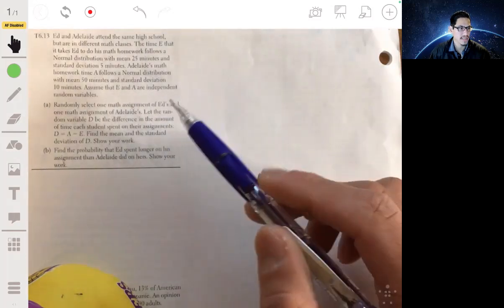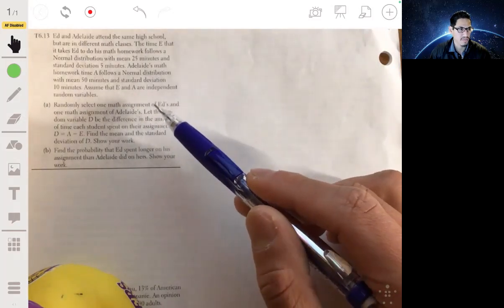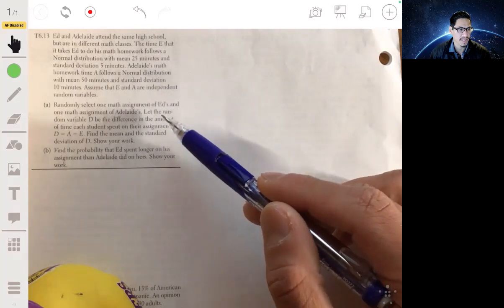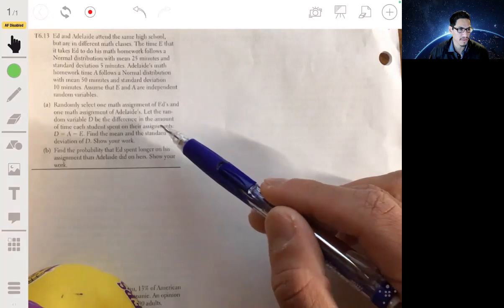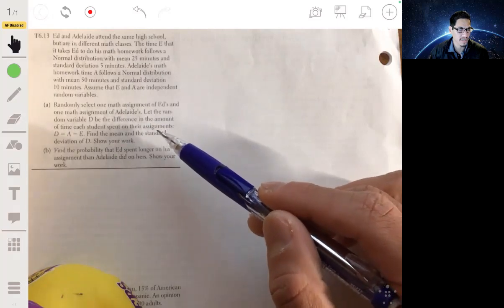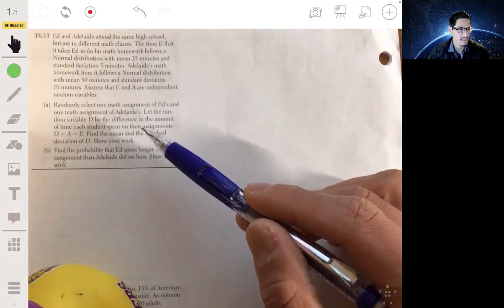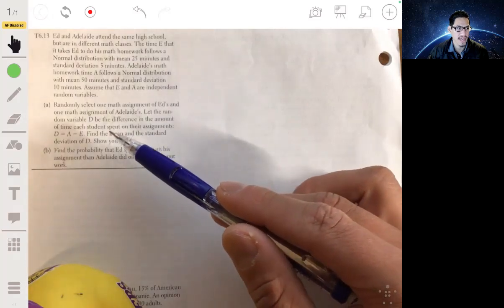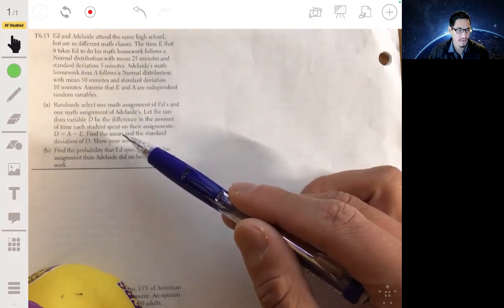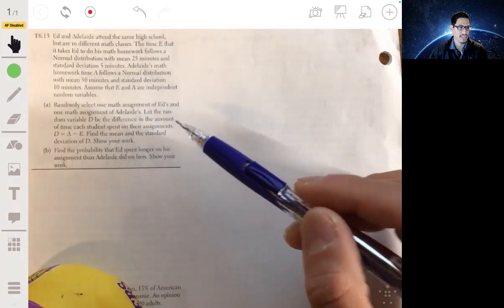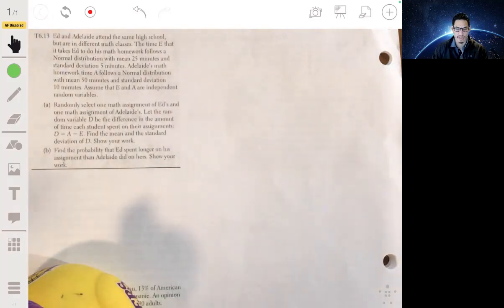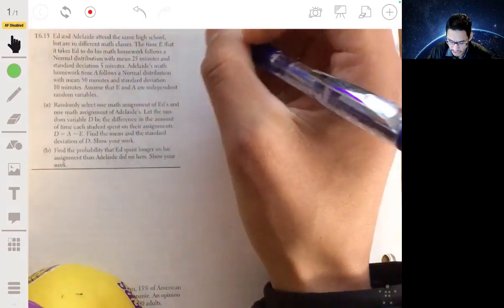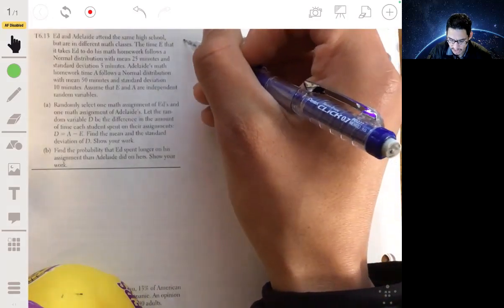Okay, so part A tells us to randomly select one math assignment of Ed's and one math assignment of Adelaide's. Let the random variable D be the difference in the amount of time each student spent on their assignments. D is going to then equal A minus E. We want to find the mean and the standard deviation of D. It may seem like a lot, but let's just break this down.